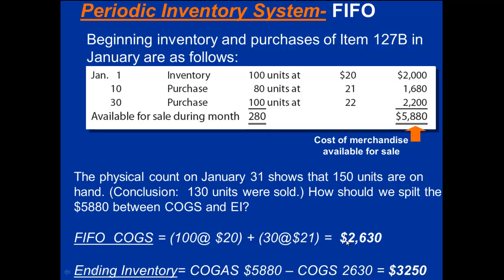So we're looking at a total of $2,630 of cost of goods sold. Remember, cost of merchandise, also known as cost of goods available for sale, is split between what is cost of goods sold and what is ending inventory. If this is the total amount and this portion of it is cost of goods sold, then the remainder is our ending inventory. So we can say 5,880 minus 2,630, and that gives us our ending inventory figure.